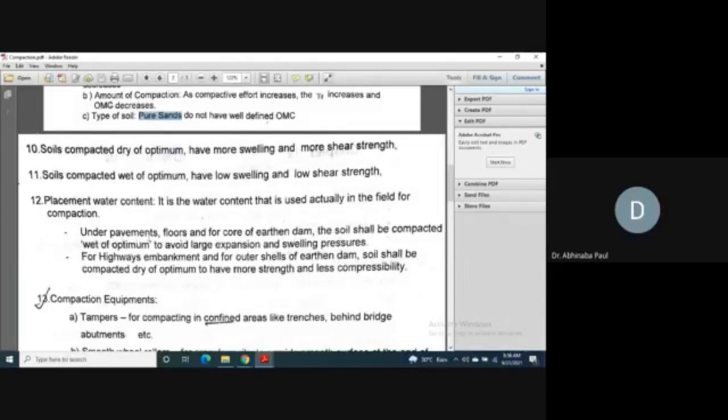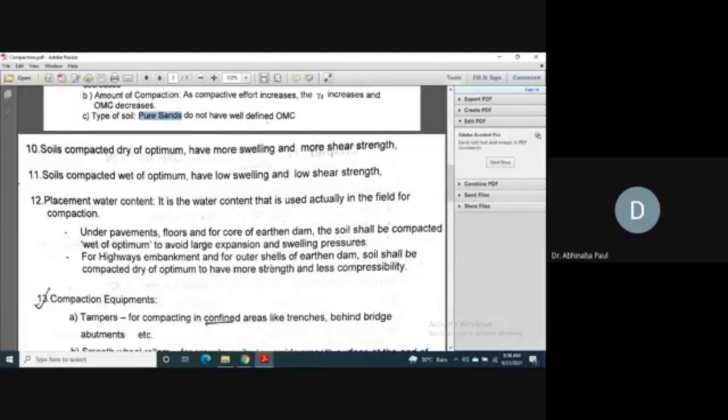So when we are building pavement floors and the core of the earthen dam, in that case the soil shall be compacted wet of optimum to avoid large expansion and swelling pressure. So in the core of the dam, soil shall be compacted wet of the optimum to avoid large expansion and swelling pressure. Earlier we said that wet of the optimum has low swelling. So we don't want the core of the earthen dam to swell. That's why we go for wet of the optimum.